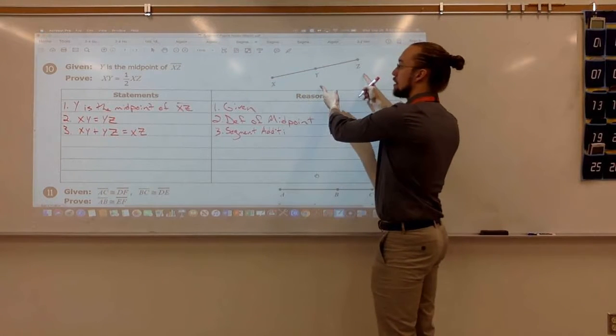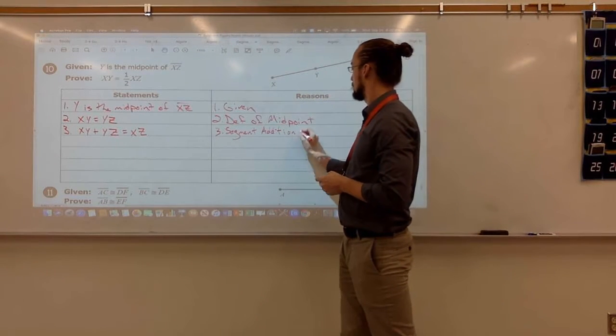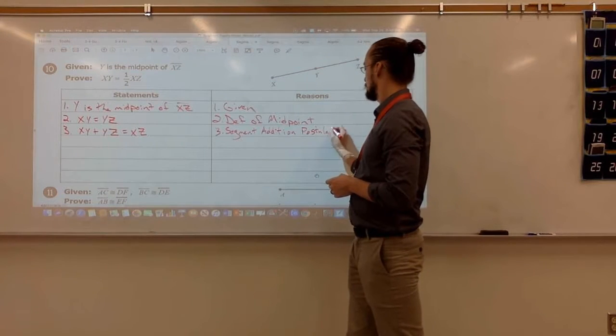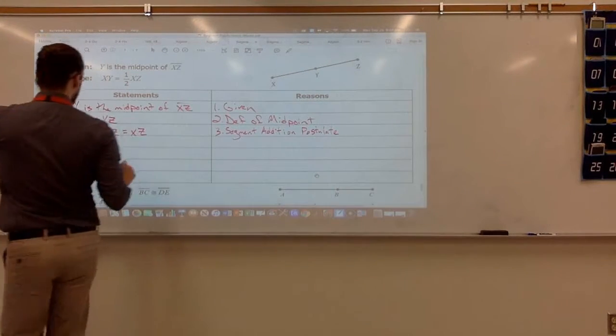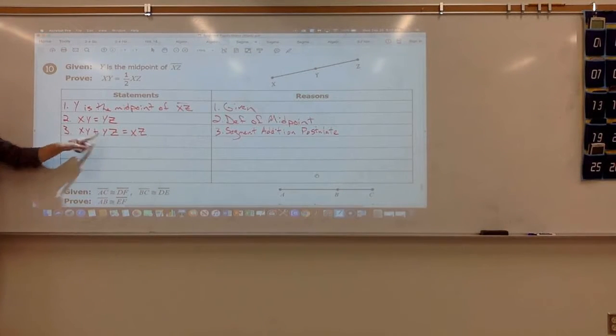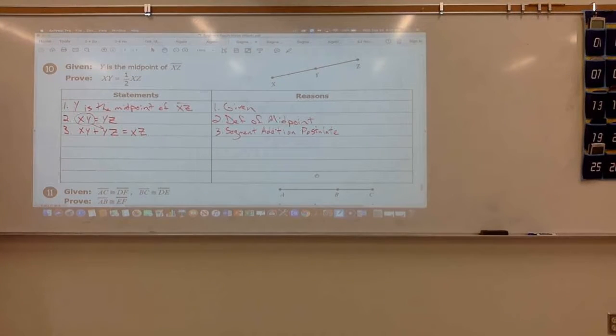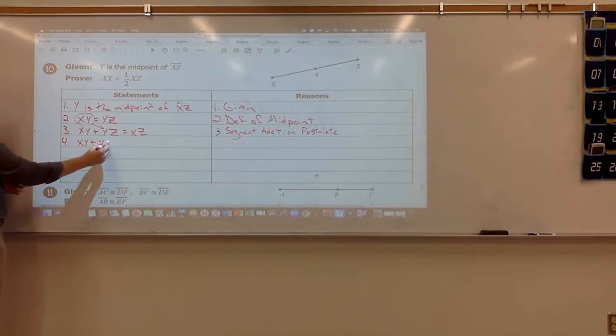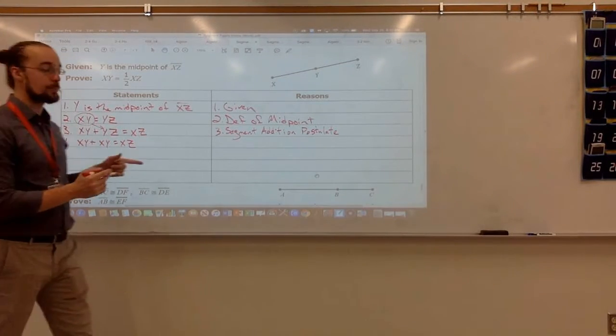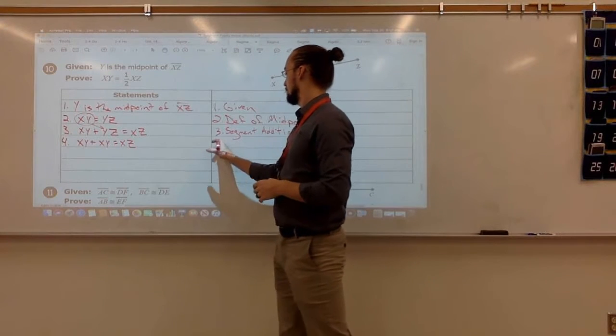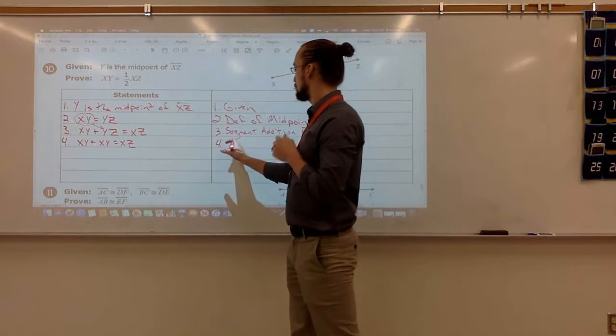xz equals yz? So wait, are you saying to replace this yz? Is that what you're saying? Yeah. So now, since I know these two things are equal, I can substitute xy in place of yz. So we can now say xy plus xy equals xz. Right? Since I know these are equal, we're just replacing one. So that would be substitution.